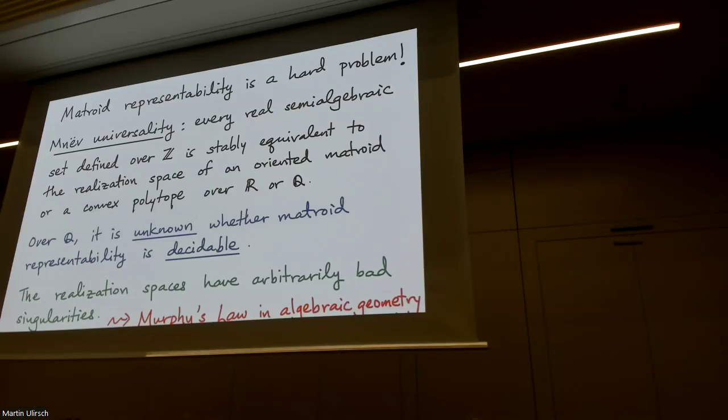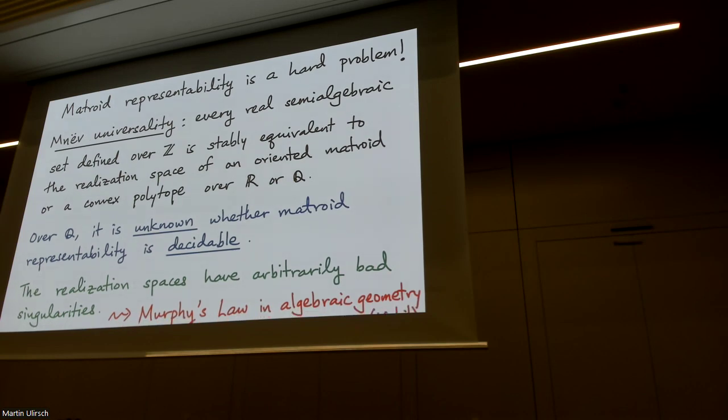Mnëv universality says that every real semi-algebraic set defined over Z is realized as a realization space of an oriented matroid or a convex polytope. The implication is that these realization spaces can be arbitrarily bad. In particular, they can have arbitrarily bad singularities, because everything is a realization space of a matroid. That's what universality means: everything is a realization space. This is what Ravi Vakil called Murphy's law in algebraic geometry. Things can be as bad as you want; deformation spaces can be as bad as you want.